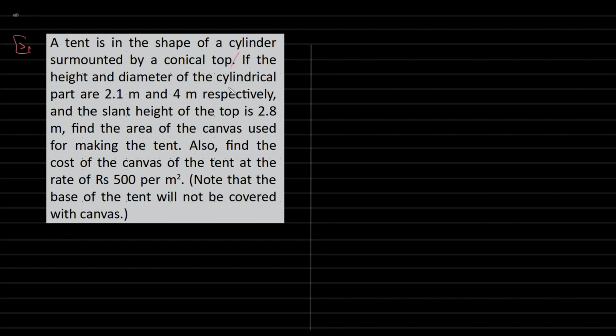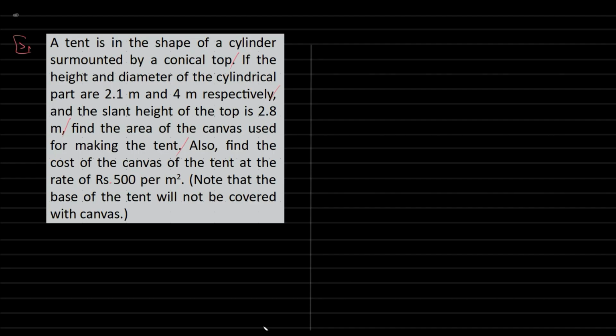If the height and the diameter of the cylinder part are 2.1 meter and 4 meter respectively, the slant height of the top is 2.8 meter. Find the area of the canvas used to making the tent. So quite simple. Also find the cost of canvas of the tent at a rate of rupees 500 per meter square.